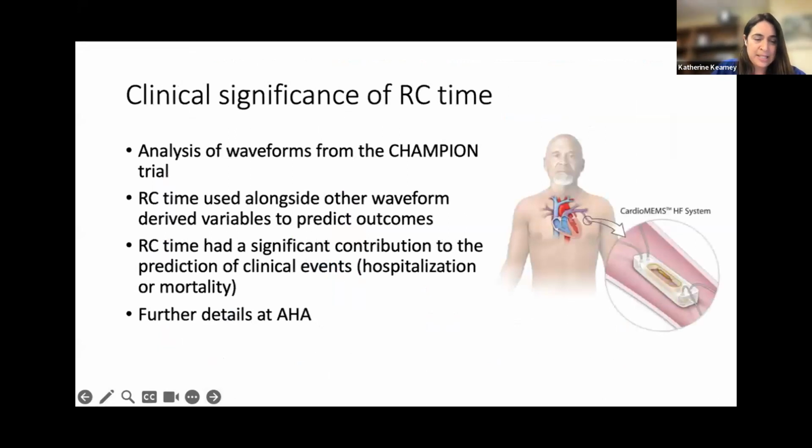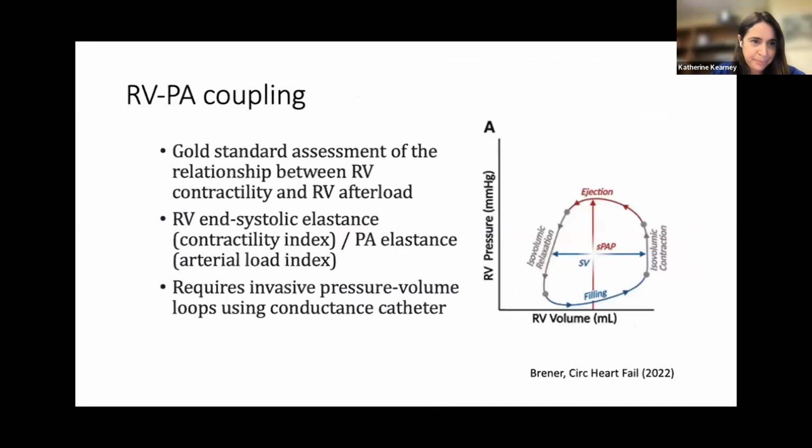And the clinical significance of RC time. So we've performed an analysis of waveforms from the Champion trial and from implanted pulmonary artery pressure monitors. RC time was used alongside other waveform-derived variables to predict outcomes, which is hospitalization or mortality, and it had a significant contribution to the prediction of clinical events, and more information will be presented about this at a later point.